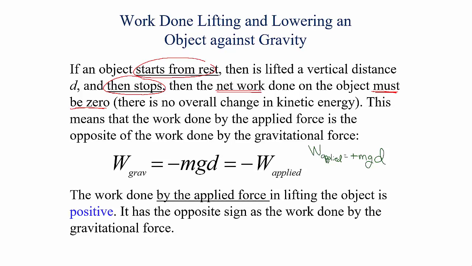Again, this was specifically for the case where something starts at rest, moves, and then stops, where the net work done is zero. This same reasoning would be for something that's being lifted at a constant velocity. If you're told that something is being lifted at a constant velocity, again, the kinetic energy is not changing, and so the work done by the applied force lifting it and the work done by gravity would be the opposite of each other as well.